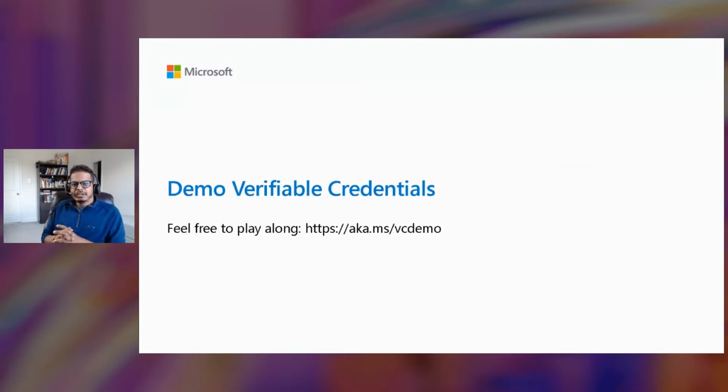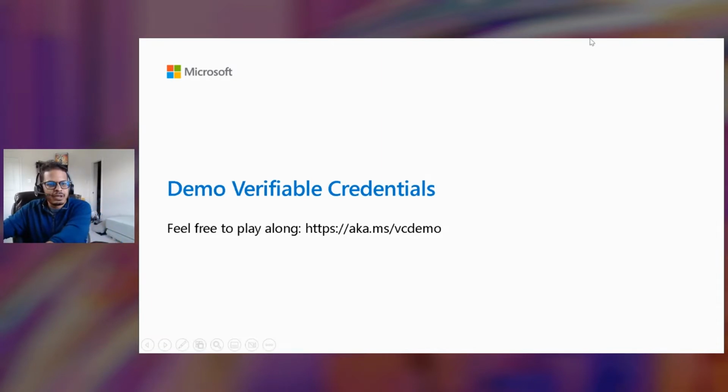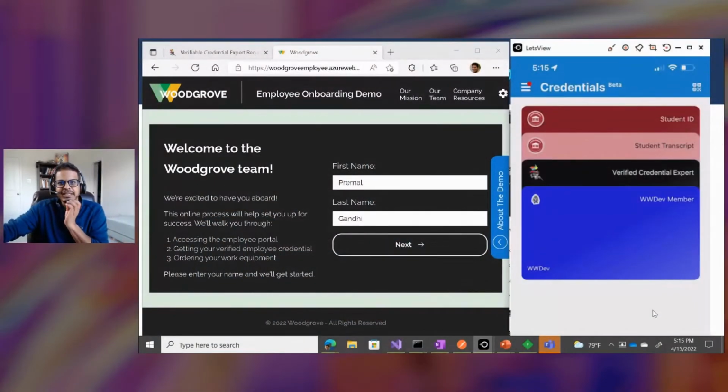Let me show you a quick demo of how verifiable credentials can make this onboarding experience better. I am going to switch over to the demo at this point. On the screen, on the left you can see my Authenticator app on my mobile phone, and on the right, a website which, as a new employee, you got in an email from your HR department saying, Primal, can you go to this website and verify your identity so that we can get you onboarded.